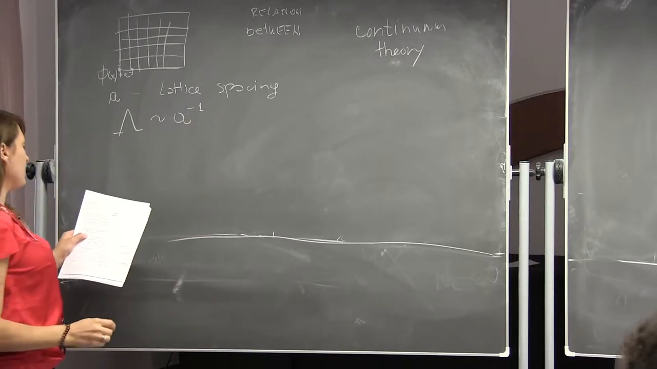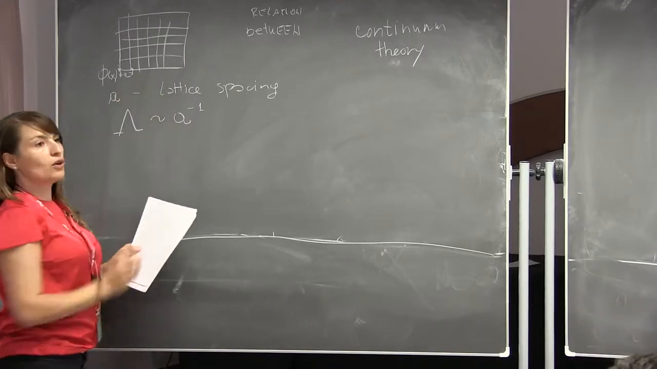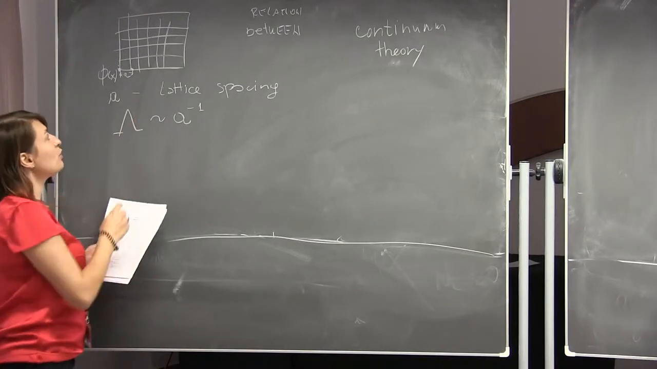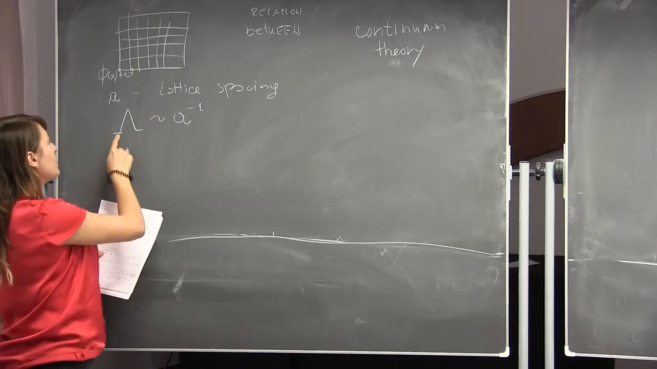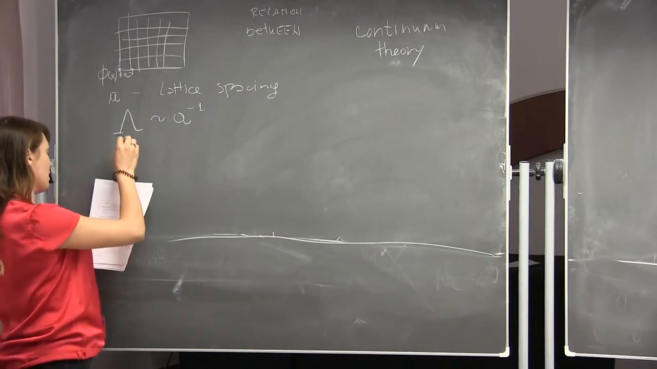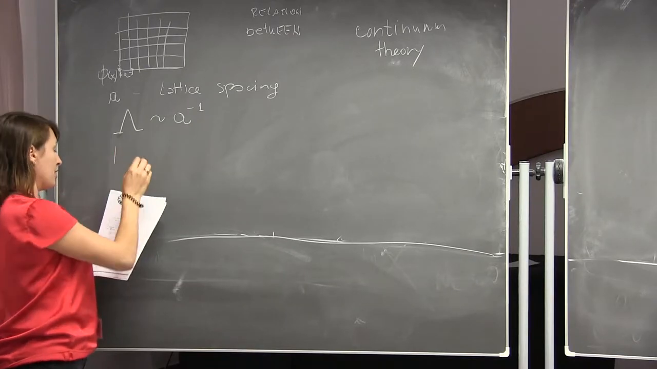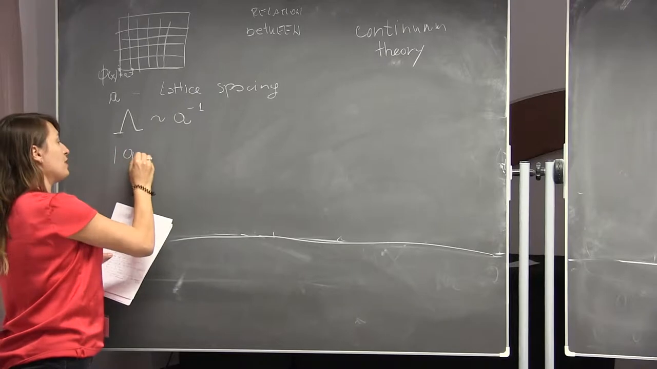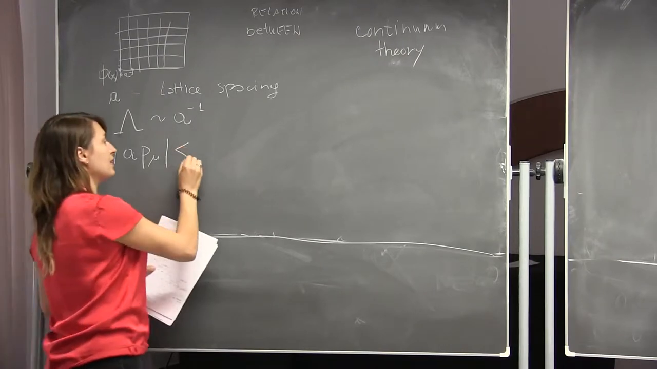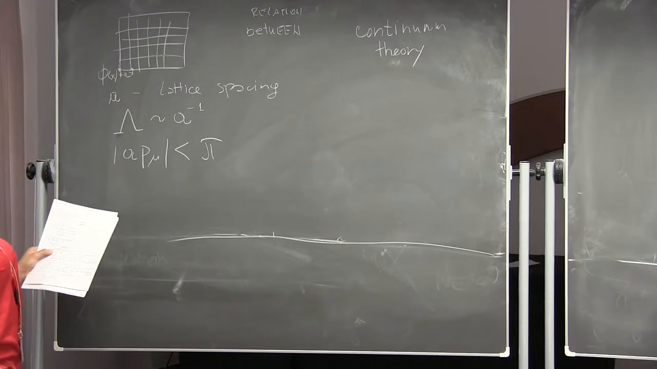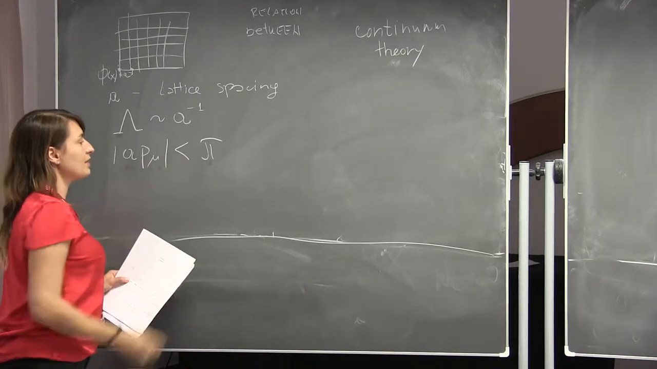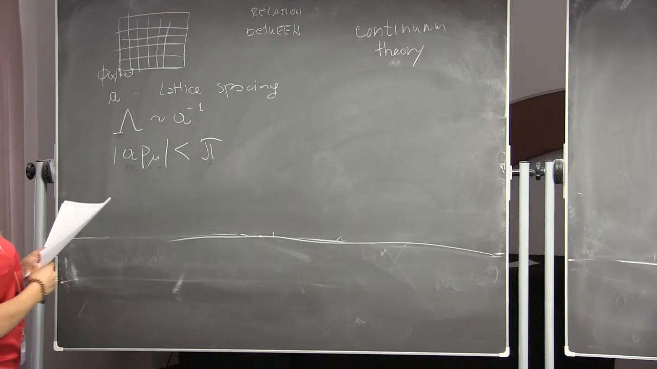inverse of a. So basically, this tells us that all the allowed momenta in our lattice formulation of scalar field theory are limited, in analogy to what you're used to seeing in solid state theory when studying lattices as well. Basically, all the momenta are limited to the so-called first Brillouin zone. So this means that the lattice spacing times the lattice momenta has to satisfy the following inequality. So basically, a times p, a times the lattice momenta, has to be contained within the first Brillouin zone on the lattice.